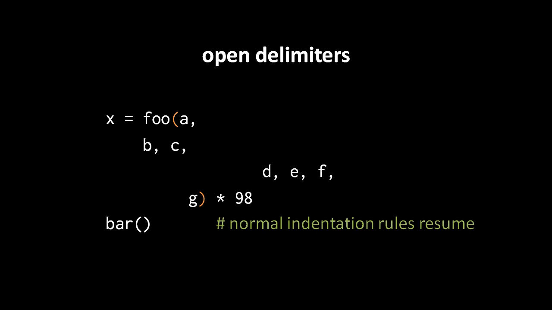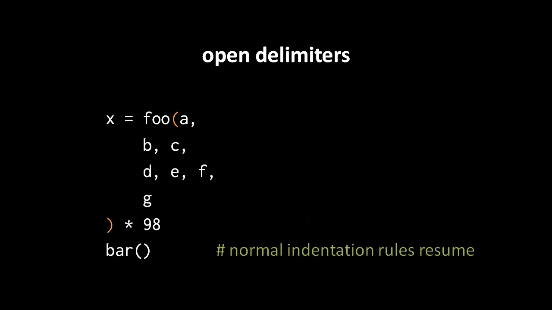So here, after the end parenthesis, we can finish off the line with *98, but on the next line, the usual rules resume. So the call to bar has to be aligned how you see it here. It has to be aligned with the statement which precedes it, which starts with x equals.